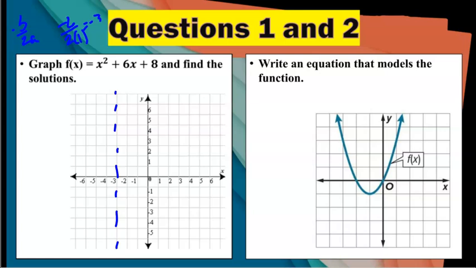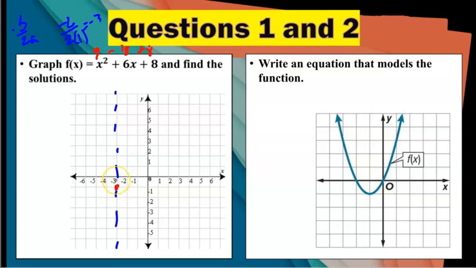Next, we need to put that number in for x to find out where on the axis of symmetry is our vertex. So if I put negative 3 in for x, I would get 9 minus 18 plus 8. So 9 minus 18 is a negative 9, and a negative 9 plus 8 is a negative 1. So I would have a point at negative 3 and negative 1.